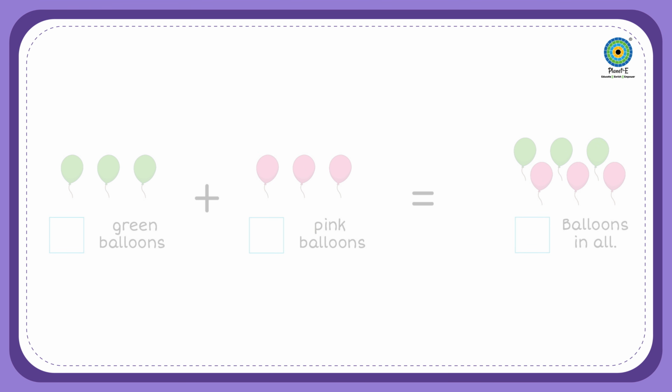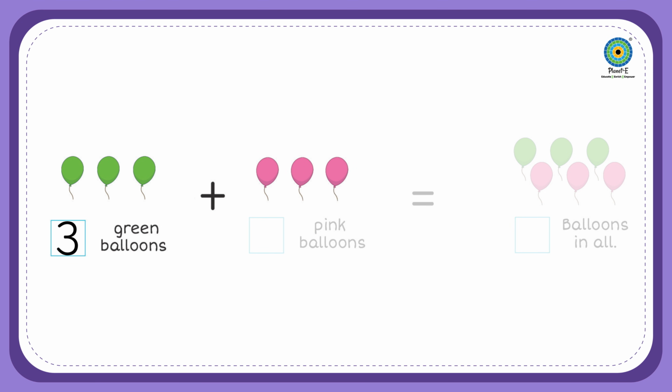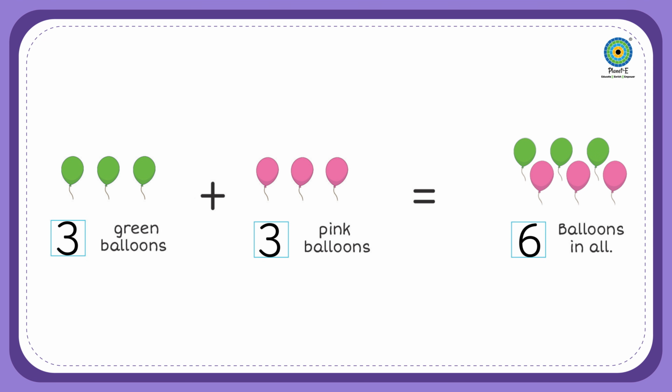Now let us count how many green balloons we have. 1, 2, 3. 3 green balloons. Plus 1, 2, 3. 3 pink balloons. Equals 1, 2, 3, 4, 5, 6. 6 balloons in all. So 3 green balloons plus 3 pink balloons is equal to 6 balloons in all.